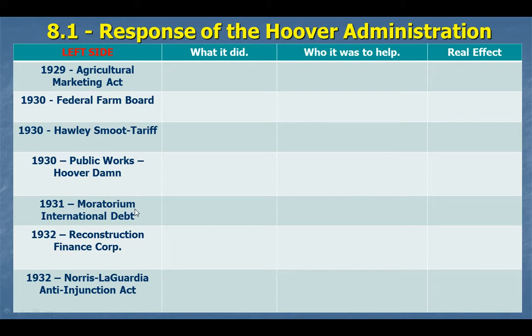But here is a kind of a list of the legislation that was established during that time. And you should go ahead and make sure that you detail what it did, who it was supposed to help, what its real effect was, and look at it as a beginning sample of some government action that was taken. But the idea here is not quite significantly enough at all. We will see very similar things like this with FDR and at a much different level.